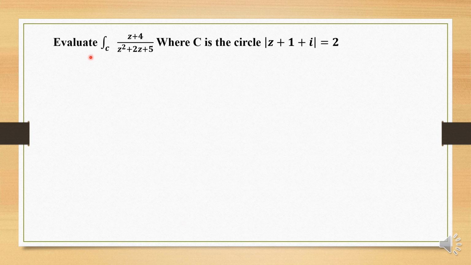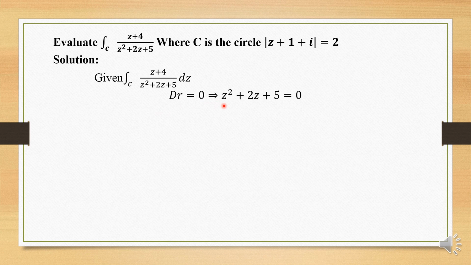Consider the next problem. Evaluate integral over c of (z plus 4) divided by (z square plus 2z plus 5), where c is the circle modulus of z plus 1 plus i equal to 2. So first up, we want to find out the poles. For that, we set the denominator as 0, that is z square plus 2z plus 5 equal to 0.